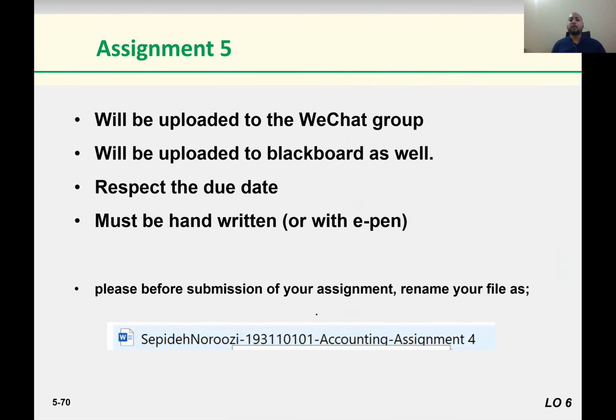So that's all from today's chapter, accounting for accounts receivable. Up till now, what we have done is cash and accounts receivable. Next class, we will be discussing inventory. Before next class, we will have our assignment 5. Remember the due date is before the next class, and all the procedures are the same. You must submit in a Word file, and rename your file accordingly.